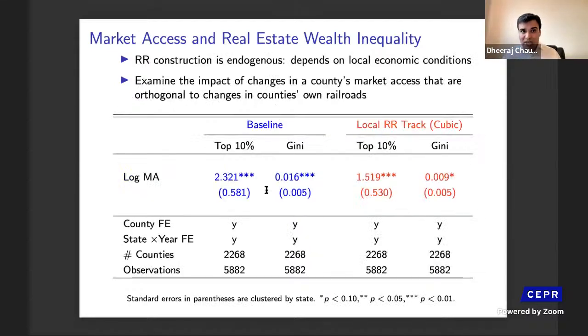As I mentioned, railroad construction is endogenous and can depend on local economic conditions. So when I control flexibly for local railroad track in a cubic polynomial, the coefficients are somewhat muted, but still large and significant. And for a 1 log point increase in market access, the top 10% wealth share goes up by approximately 1.52 percentage points. So this is the main result. Increasing market access, or lowering trade barriers, leads to a significant increase in county level wealth inequality.